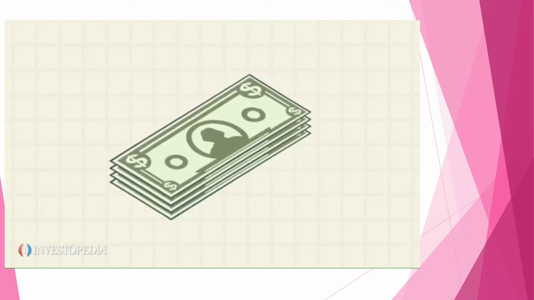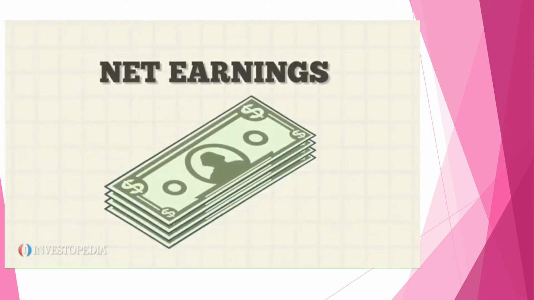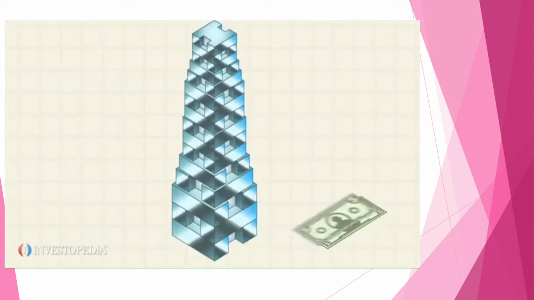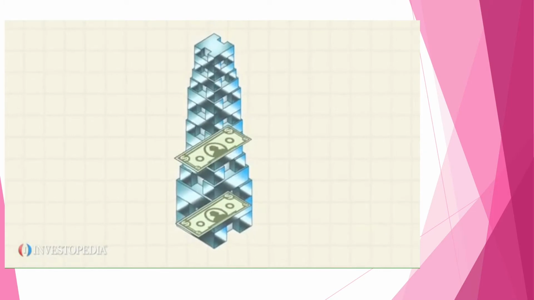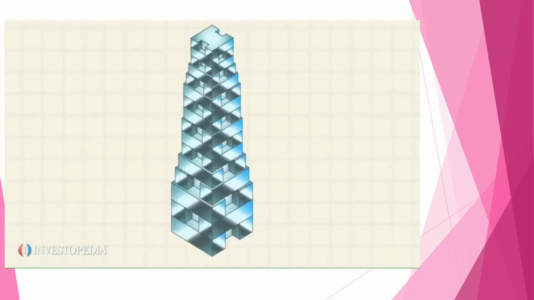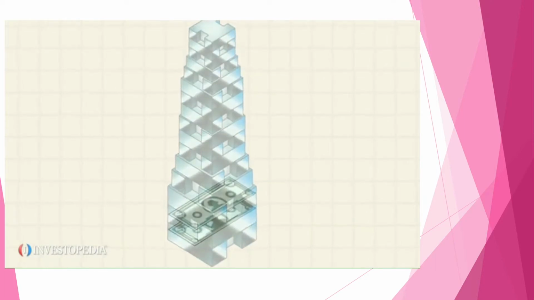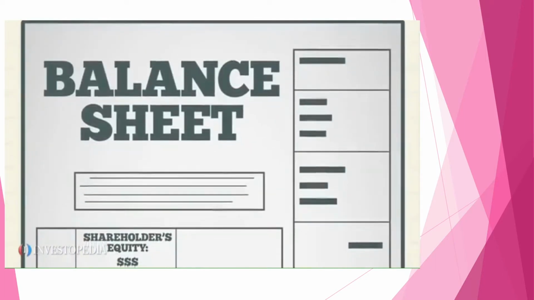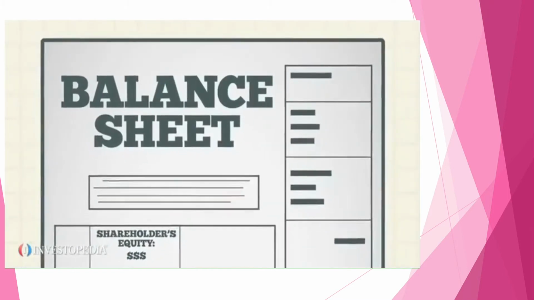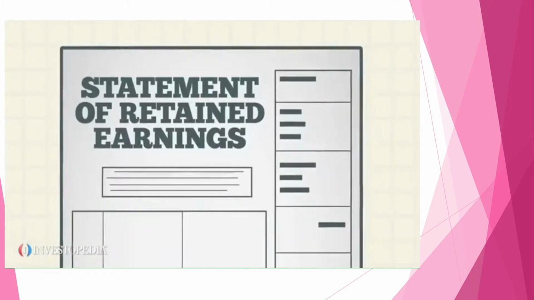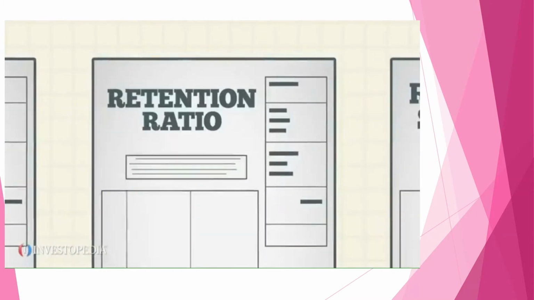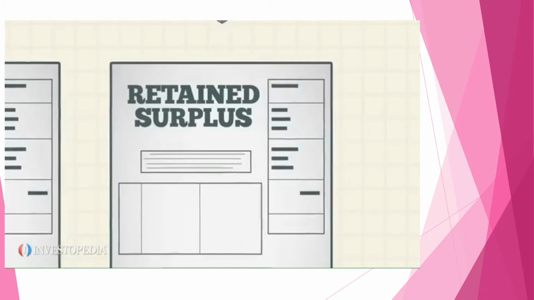Retained earnings are the portion of a company's net earnings that it doesn't pay out to shareholders as dividends. The company keeps this money and reinvests it in the business or uses it to pay off a portion of its debt. To see how much of its earnings a company has retained, look at the balance sheet under shareholders' equity. Retained earnings can also be reported on a separate statement called the Statement of Retained Earnings. You may also hear retained earnings referred to as the retention ratio or retained surplus.